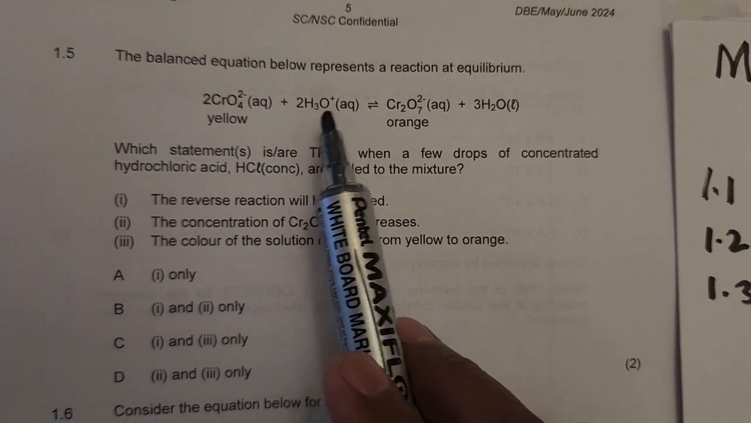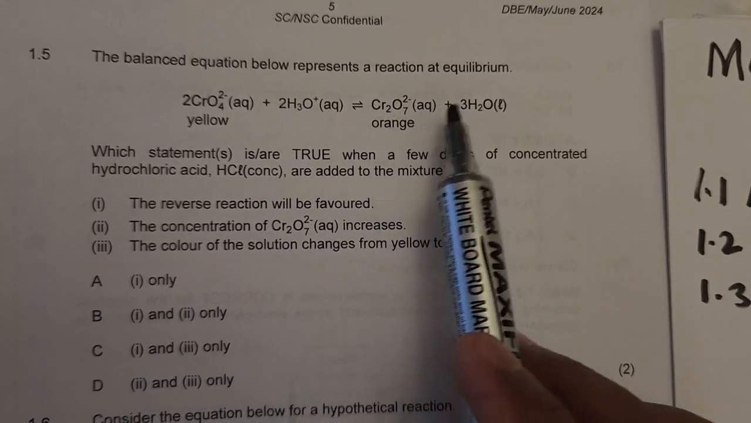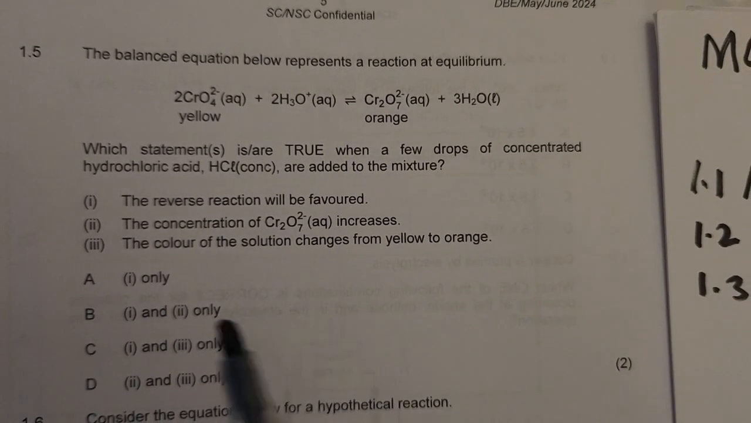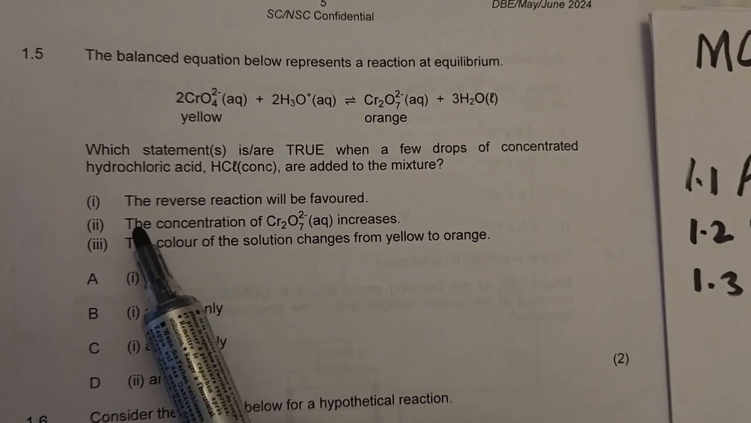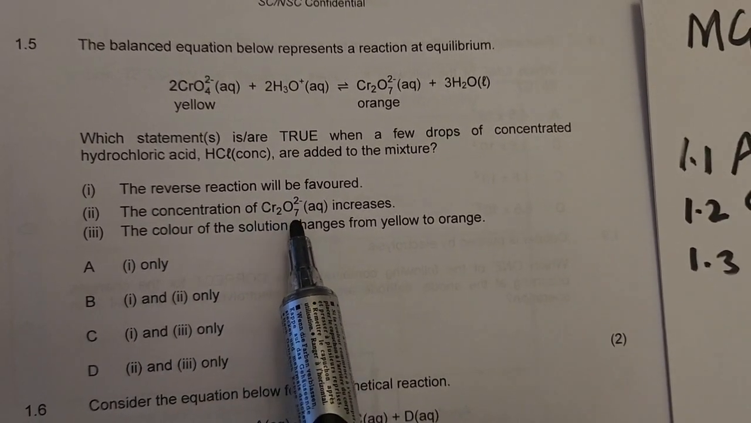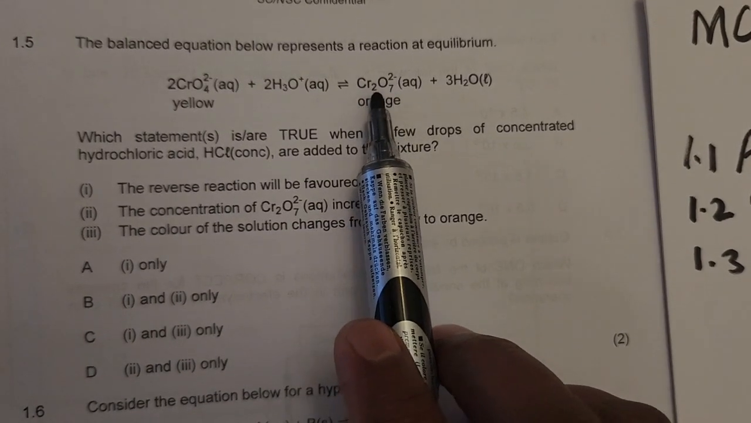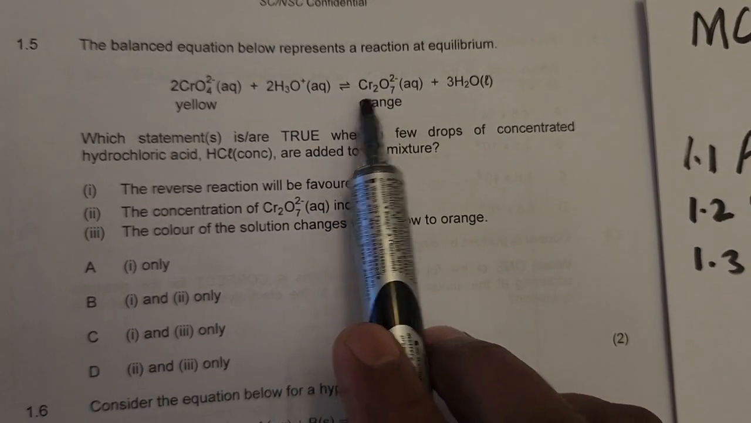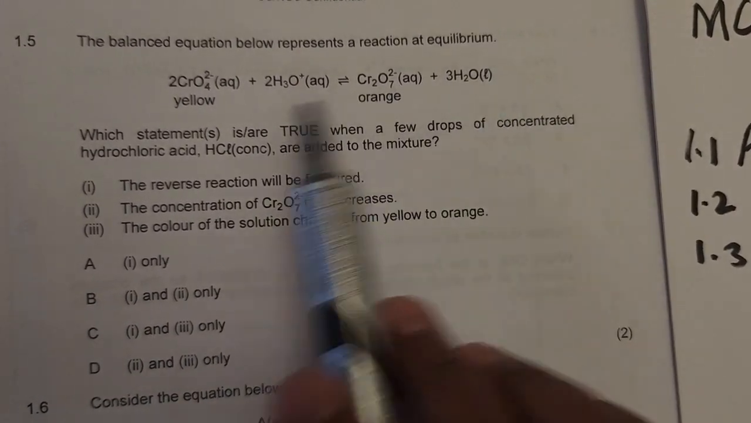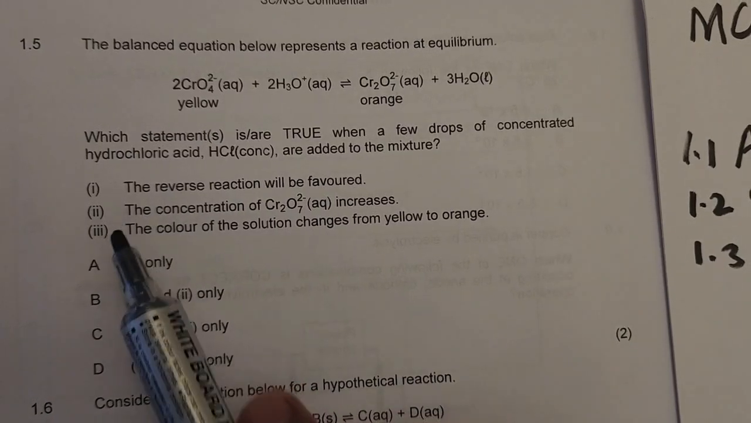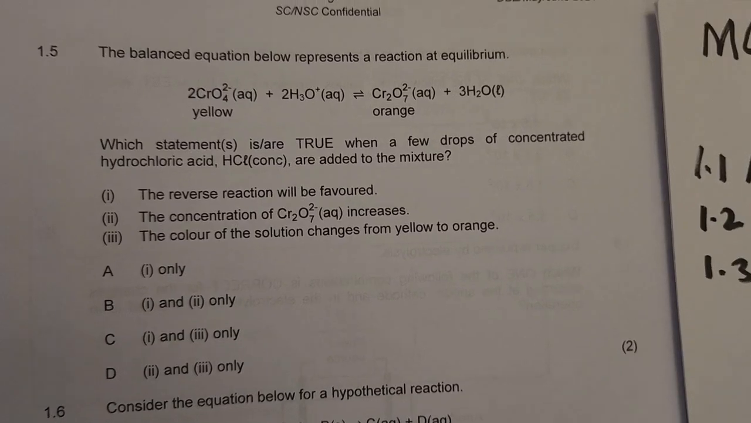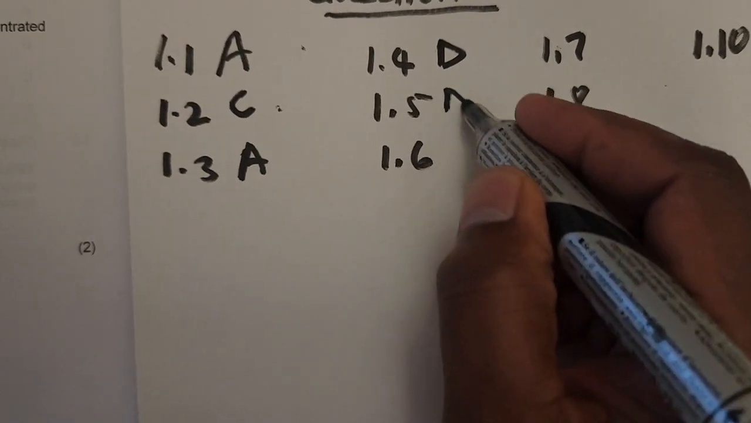Once this concentration increases, Le Chatelier comes in to say the reaction that will favor the reduction of that increased concentration is favored, meaning that the forward direction will be favored. Now, is the reverse direction favored? No. Concentration of Cr2O7 increases? Yes, Cr2O7 will increase because it's the product, because the forward direction is favored. The color of the solution changes from yellow to orange. Perfect. Yes, forward direction is favored. That will be the case, meaning that the correct answers will be number 2 and number 3. Then the best answer will be the last one, which is D. 1.5 is D. Fine.